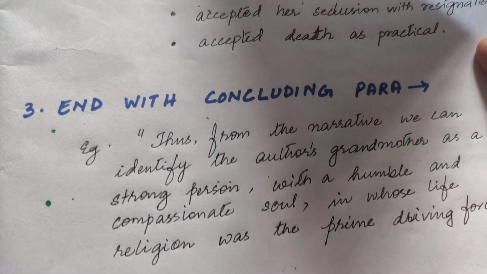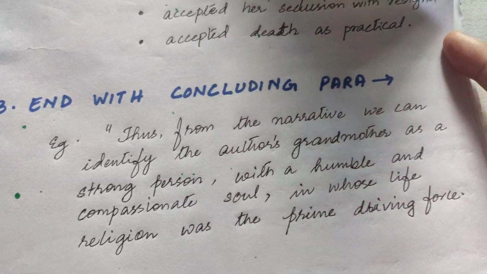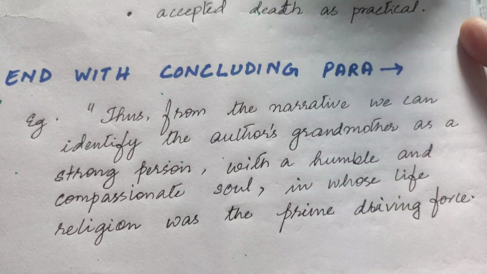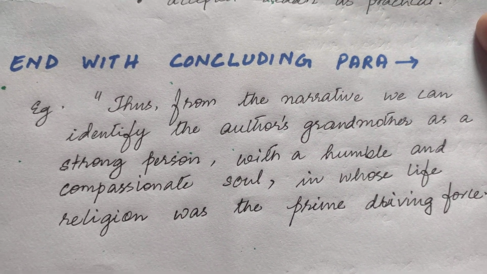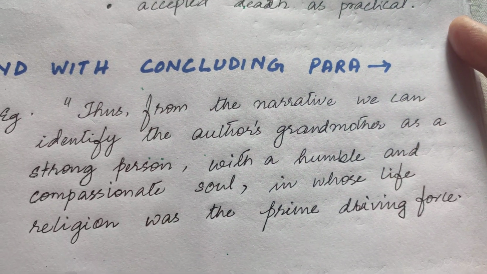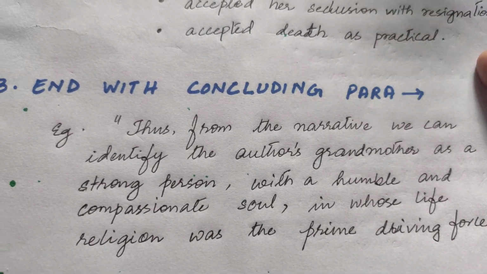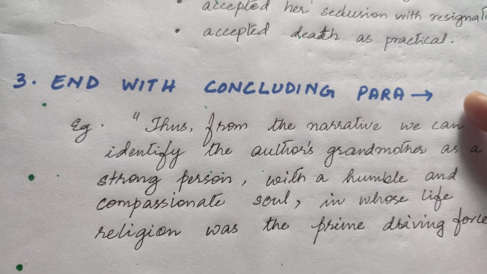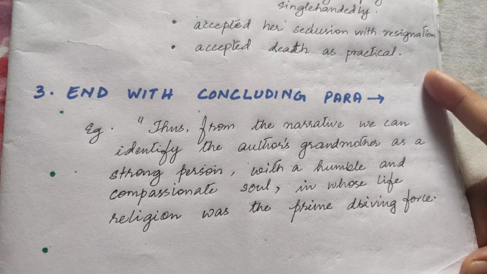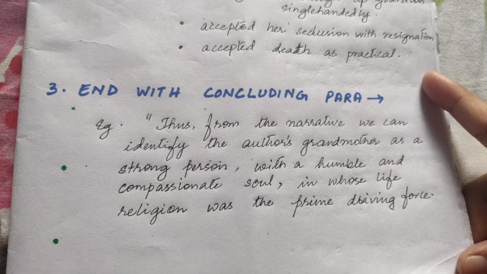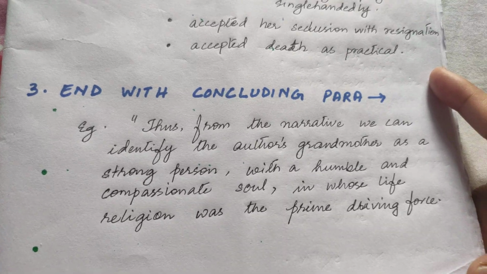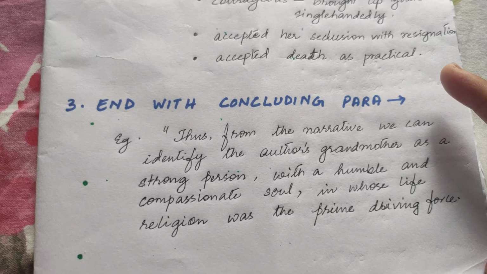So for example, you end by saying, thus, from the narrative, we can identify the author's grandmother as a strong person with a humble and compassionate soul, in whose life religion was the prime driving force. And you can add a few more details if you want. Indeed, we can also write that yes, because of these qualities, she has been compared with a winter landscape in the mountains, and it also totally justifies the title of the lesson.